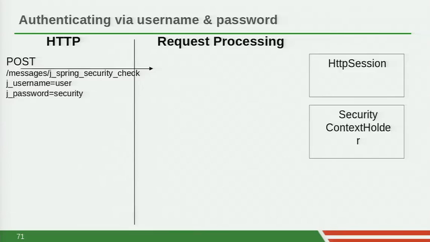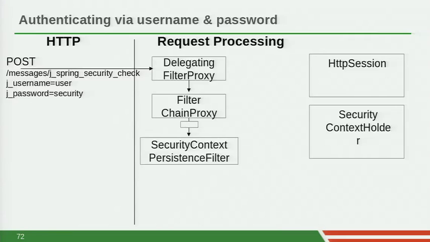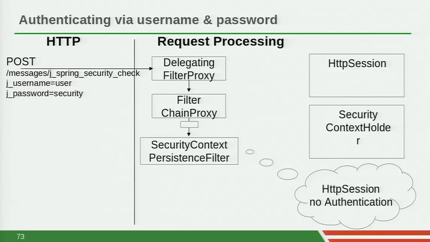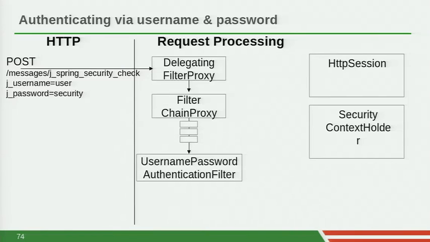And now the user fills out the username and password, and they submit it, and it'll typically be a POST to j_spring_security_check, with j_username and j_password as the HTTP parameters. It comes in, and much of the same things happen, but this time the security context persistence filter sees that the HTTP session has no authentication in it, and so it's not really interested at this point in the request, but it will be shortly.